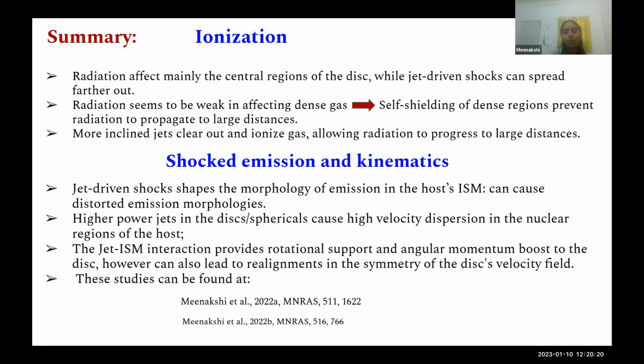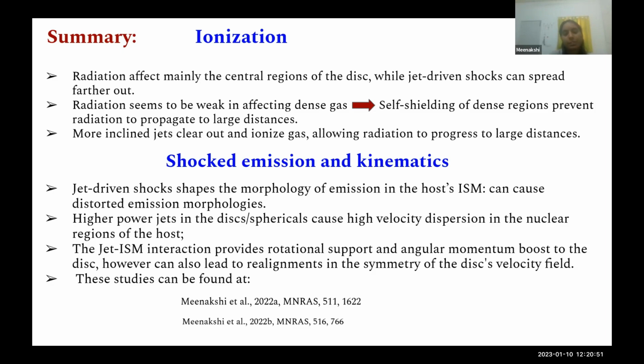And with the comparison for jets inclined at different angles, we found that the more inclined jets clear out and ionize the gas, which also allows the radiation to go to large distances, because it makes a path for the radiation. And from the second study of shock emission kinematics, we have found that jet-driven shocks shape the morphology of emission in the host ISM and can also cause distorted emission morphologies, as you saw.